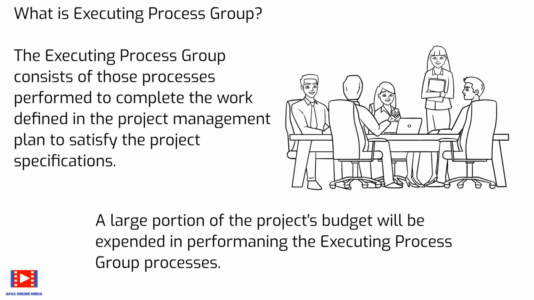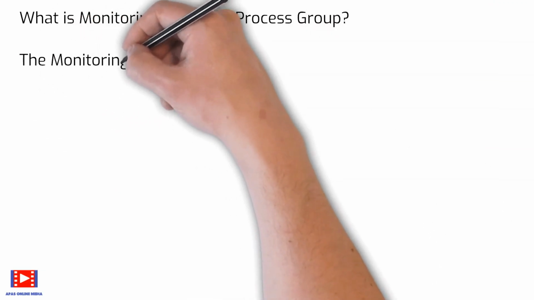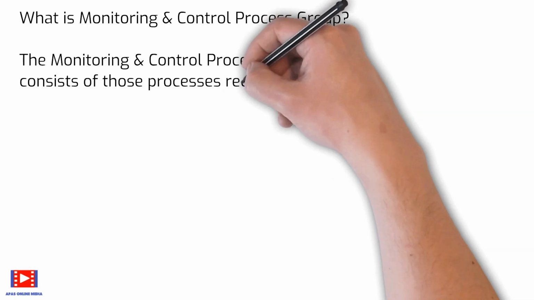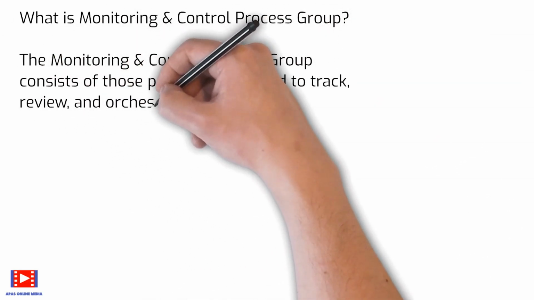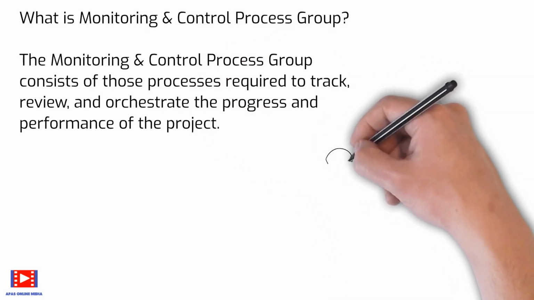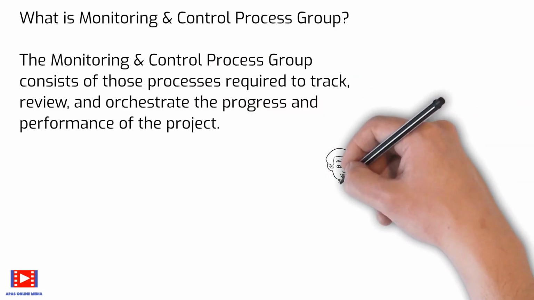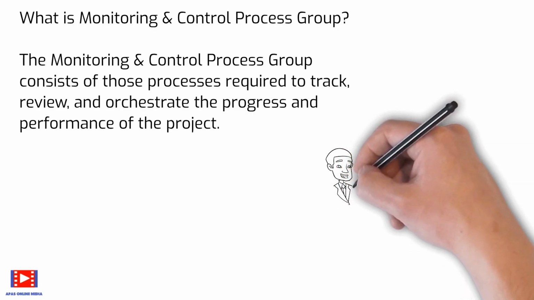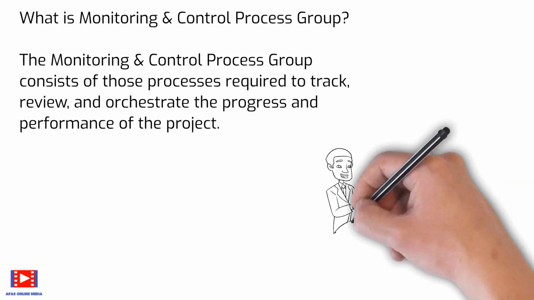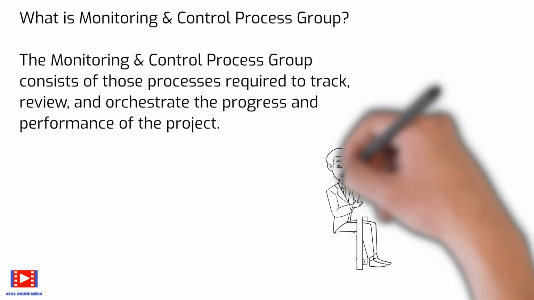What is monitoring and control process group? The monitoring and control process group consists of those processes required to track, review, and orchestrate the progress and performance of the project. It identifies any area in which changes to the plan are required and initiates the corresponding changes.